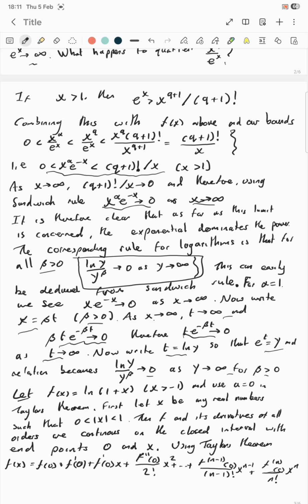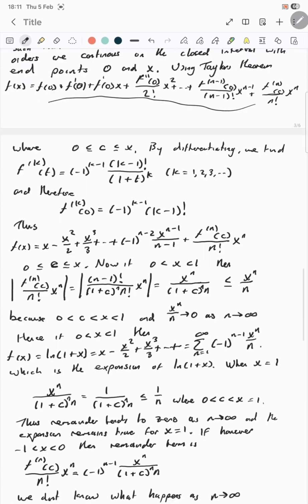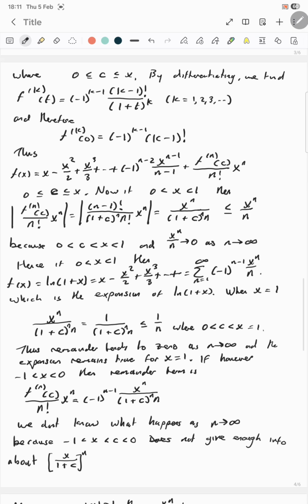In Taylor's theorem, first we let x be any real number such that x is between 1 and 0, and its absolute value is between 1 and 0. Then f and its derivatives of all orders are continuous on the closed interval with endpoints 0 and x. Using Taylor's theorem, we get this, where c is contained within x and 0.